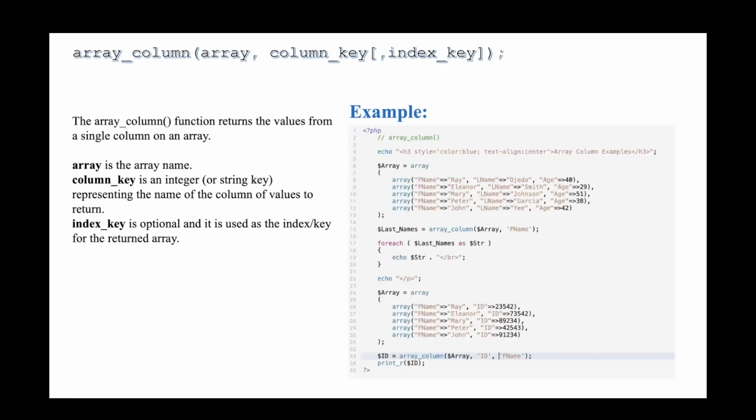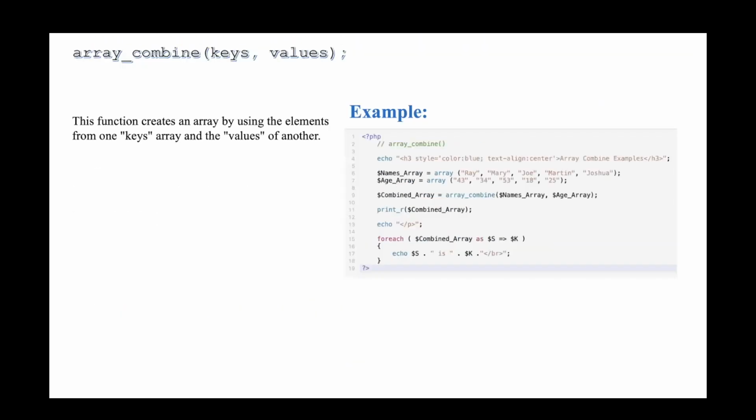Then we have array_column, where we have an array, a column key, and an optional index key. This function returns the values of a single column of an array. Looking at the example, this is a multidimensional array where there are different first names, then last names, and ages. I selected a column. First, I selected fname, and it makes a new array, if you will, of only those values. So it's a perfect way of getting just a single value from multiple arrays, the first, the third, the fifth, whatever it is.